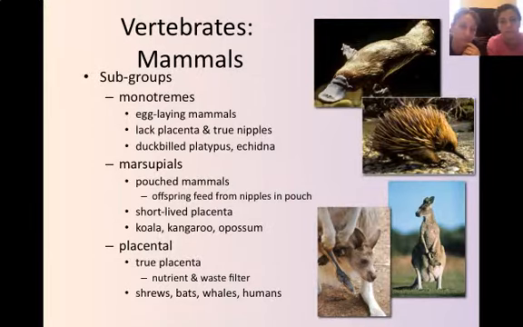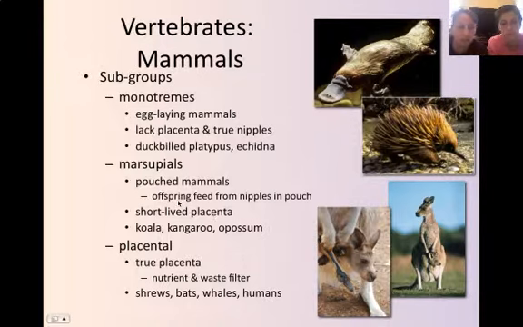Okay, so here's some subgroups of mammals. You've got monotremes, marsupials, and placentals, and it all has to do with how the baby is carried. So monotremes, these are going to be egg-laying mammals. They lack a placenta and true nipples. These are going to be like duck-billed platypus, echidna. This is a platypus right here. They're really cute.